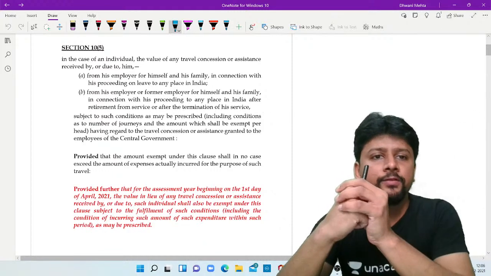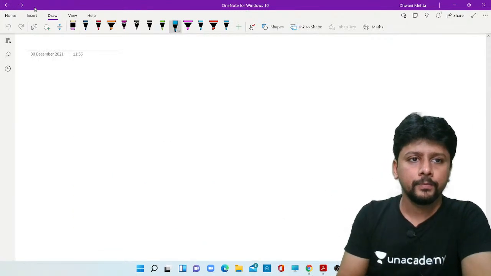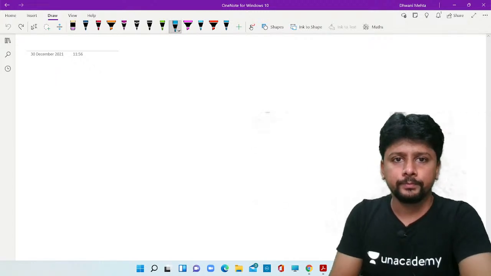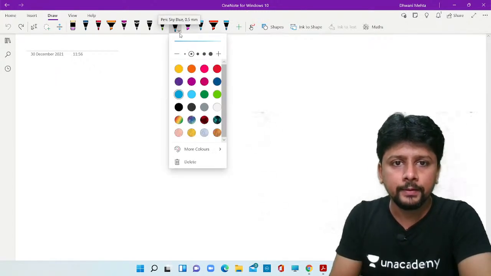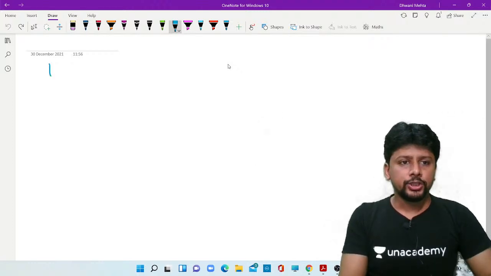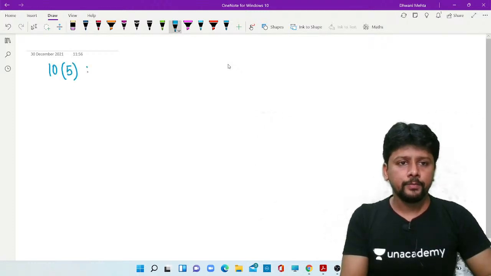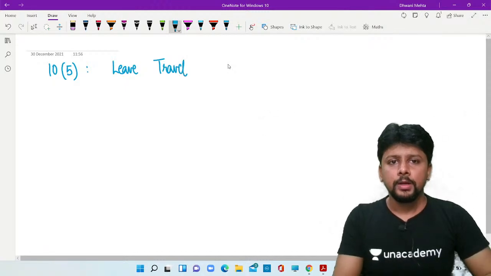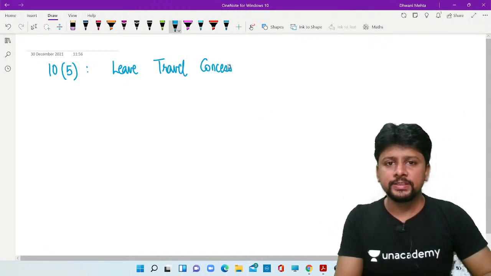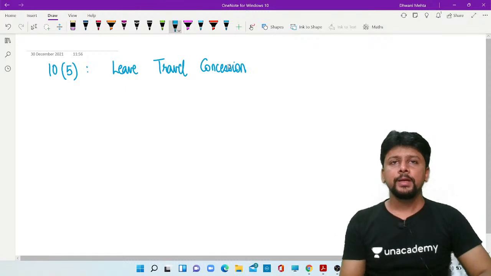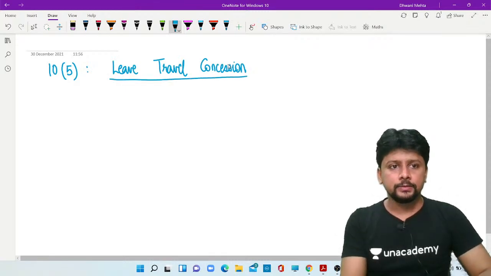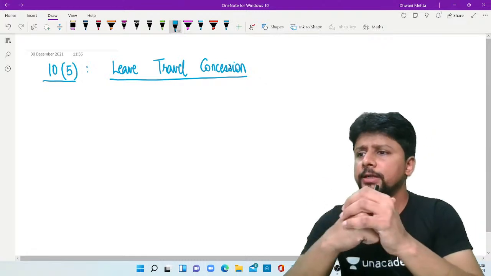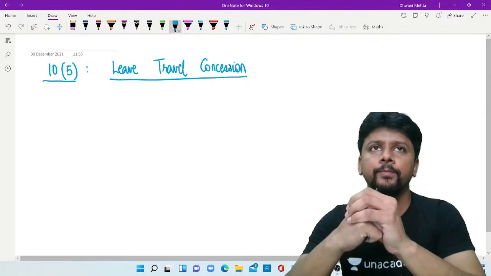What is 10 clause 5? Just give me a second. Yeah. Section 10 clause 5 talks of leave travel concession. Head of income under which we cover this, salaries. Now, frankly speaking, salaries is something that is a CA intermediate topic, not CA final. In CA final, salaries as a head of income hardly comes up in your paper.